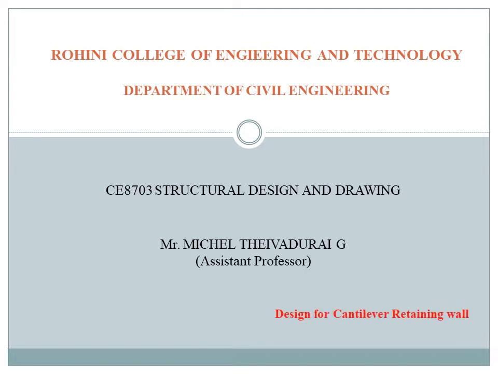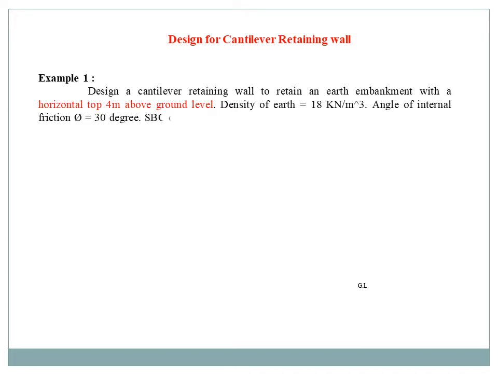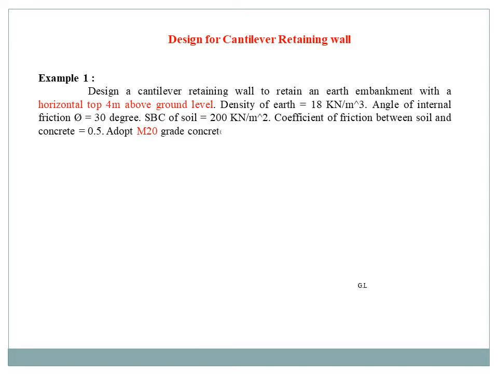Now we can see the design for a cantilever retaining wall. Example: design a cantilever retaining wall to retain an earth embankment with a horizontal top 4 meter above the ground level. The density of earth is equal to 18 kilonewton per meter cube.